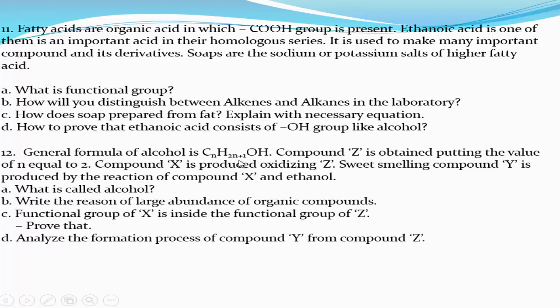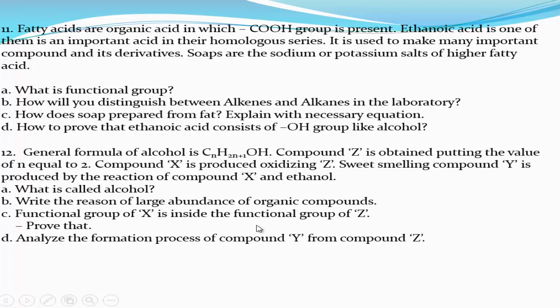The general formula of alcohol is this. Compound Z is obtained by putting the value of n equal to 2. That means C2H5OH, ethanol. Compound X is produced by oxidizing Z. Sweet smelling compound Y is produced by the reaction of compound X and ethanol. Actually, these questions also can be answered, but it is not included in your book. An ester is produced.